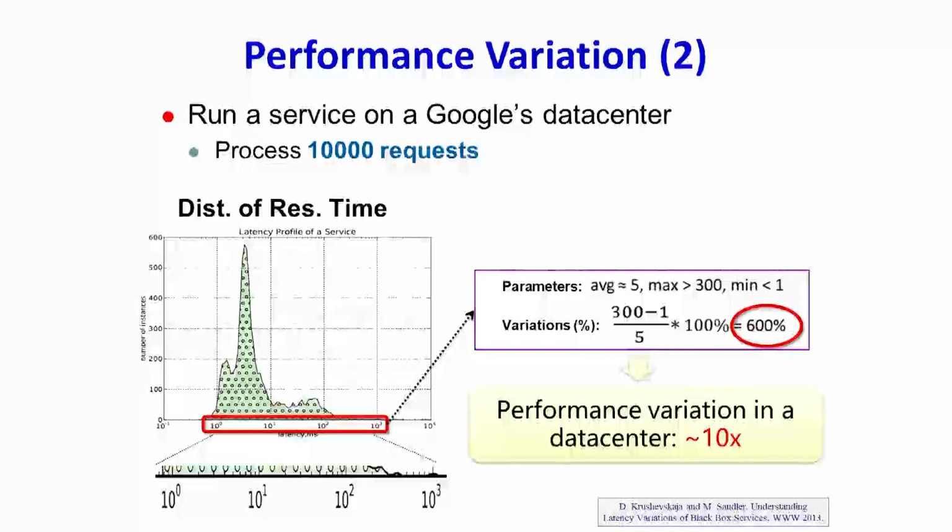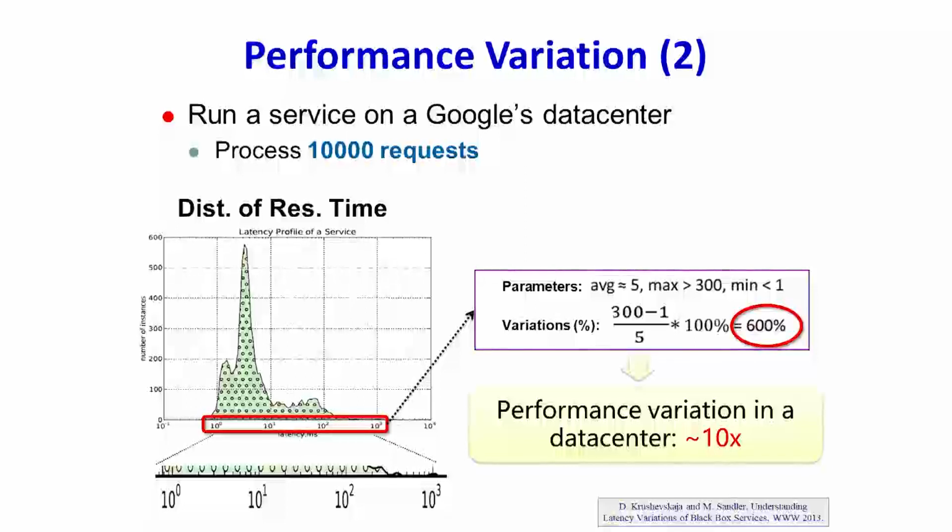But if we run a service on Google's data center to process 10,000 requests, what will happen? This is the distribution of the response time. It seems similar to the last curve. But if we look at the x-axis, this is a log scale. So performance variation in a data center is about 10 times.